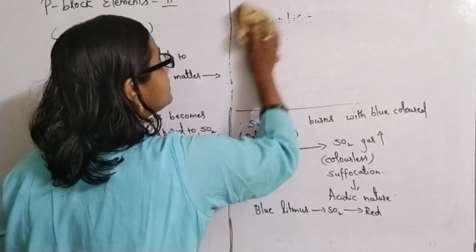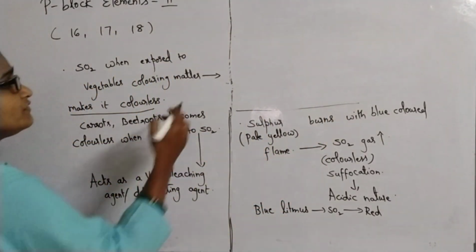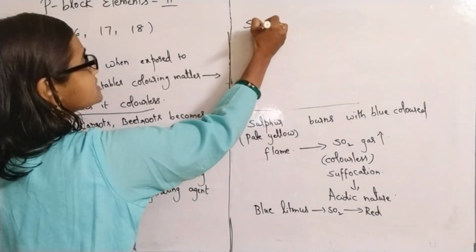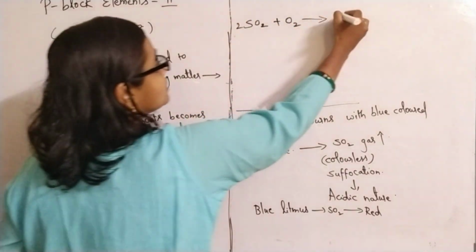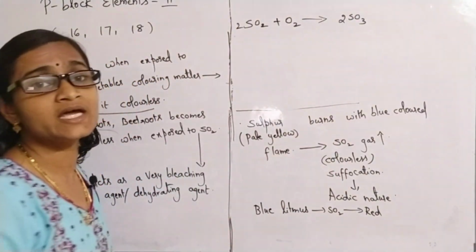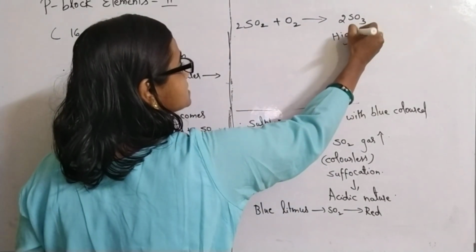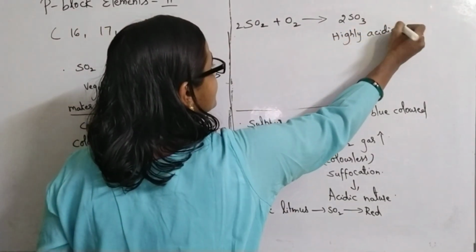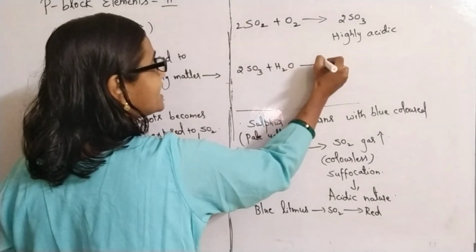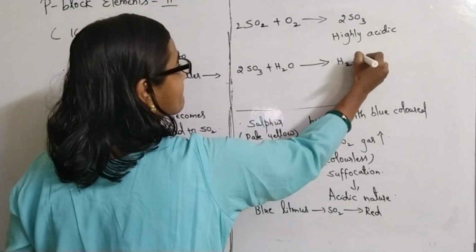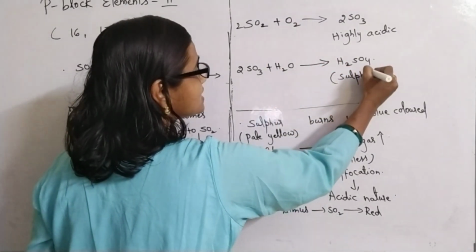So here you will get the next compound. The first compound of sulfur I told you. If you burn sulfur dioxide in excess of oxygen, 2SO2 plus O2 gives rise to 2SO3. Sulfur trioxide you will get. Sulfur trioxide is also highly acidic in nature. It's a non-metallic oxide, that's why it is highly acidic. When this sulfur trioxide is made to react with water, you get H2SO4, sulfuric acid.